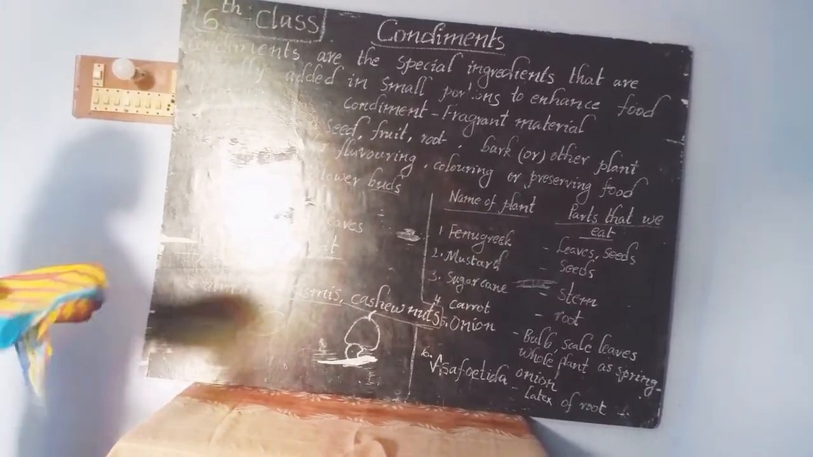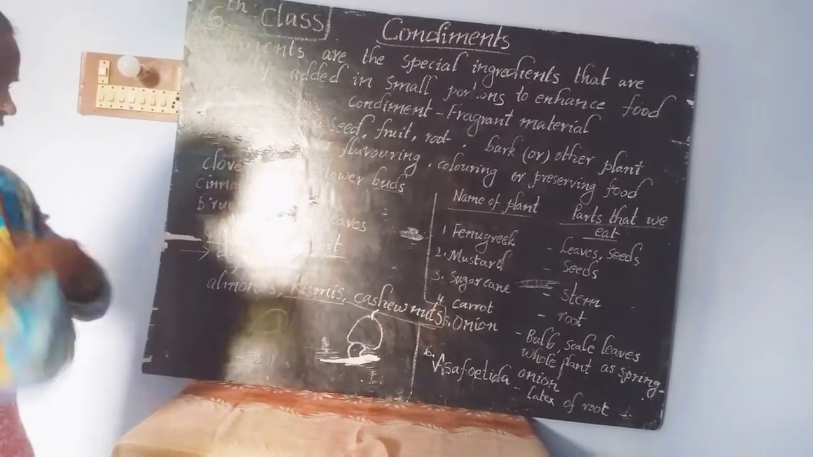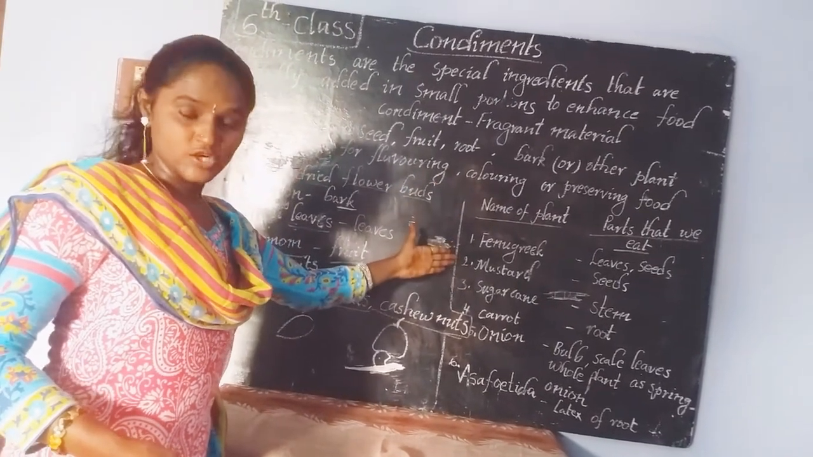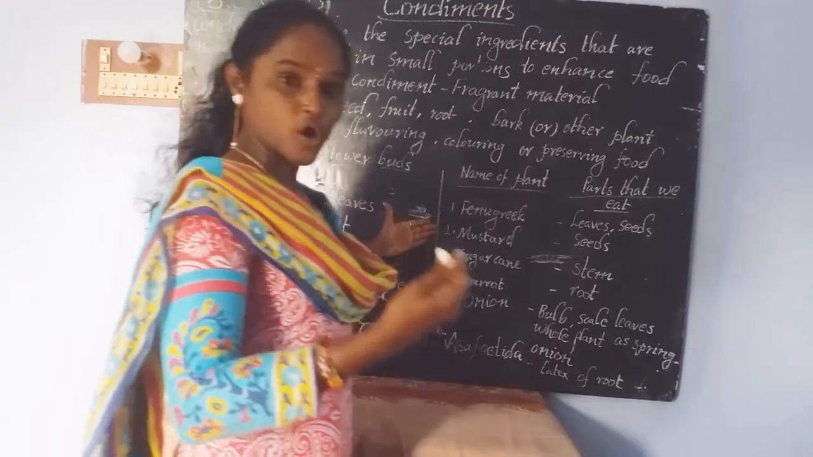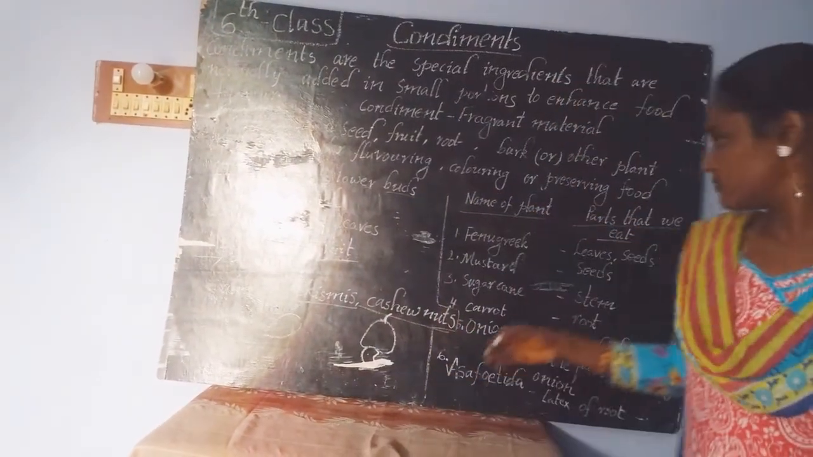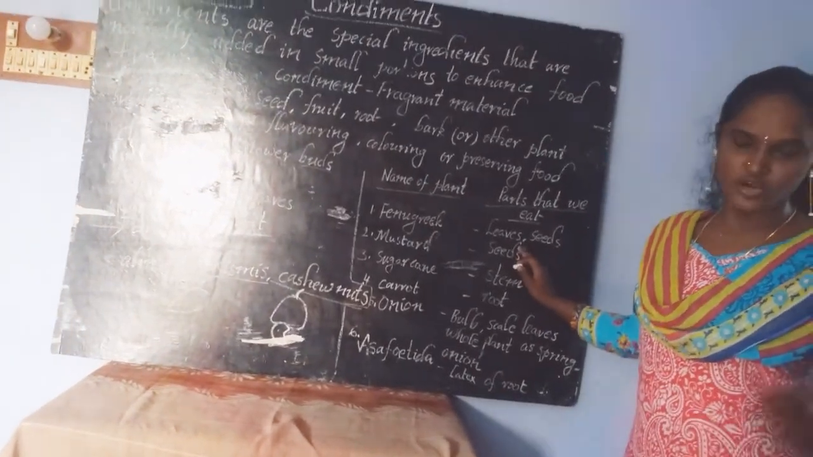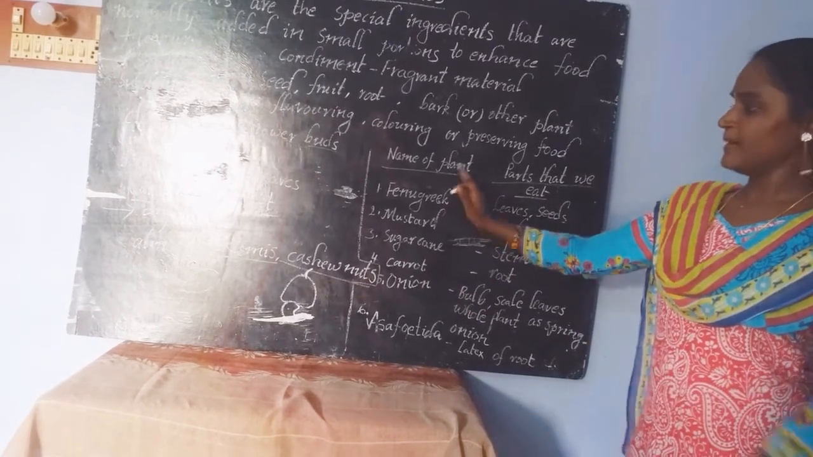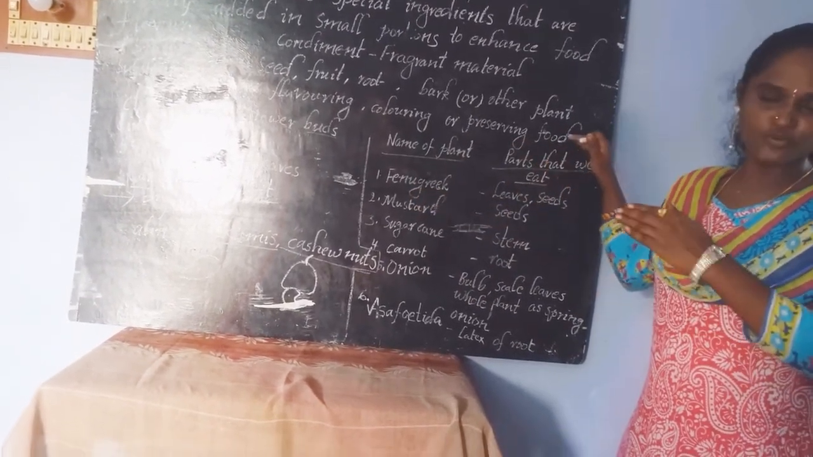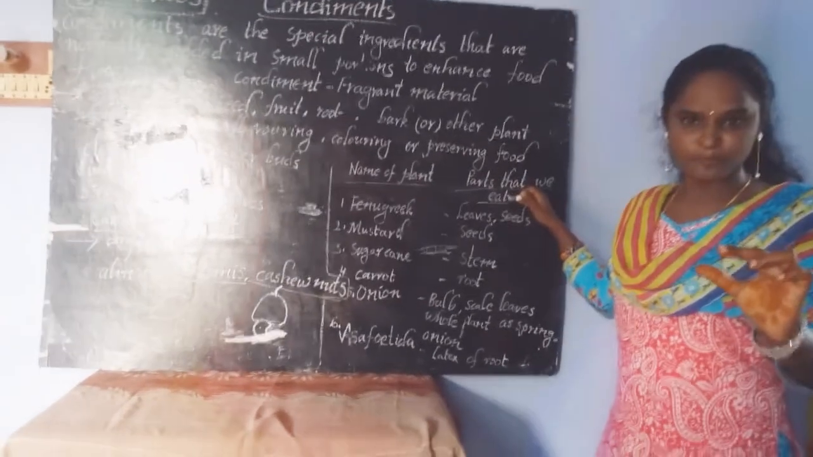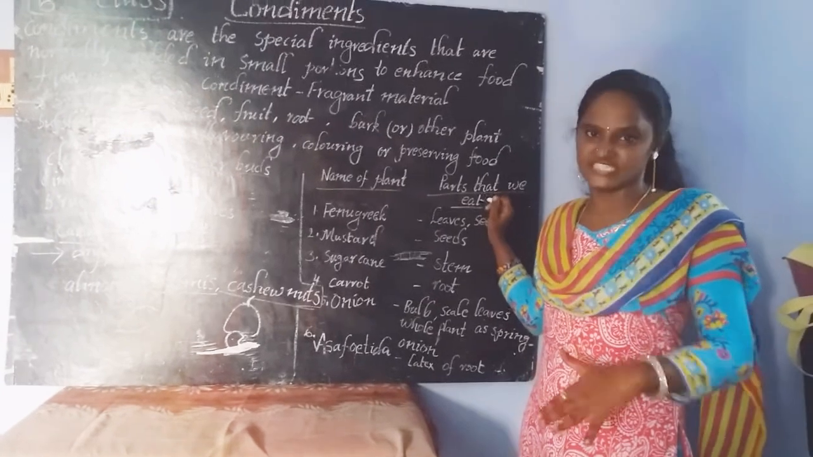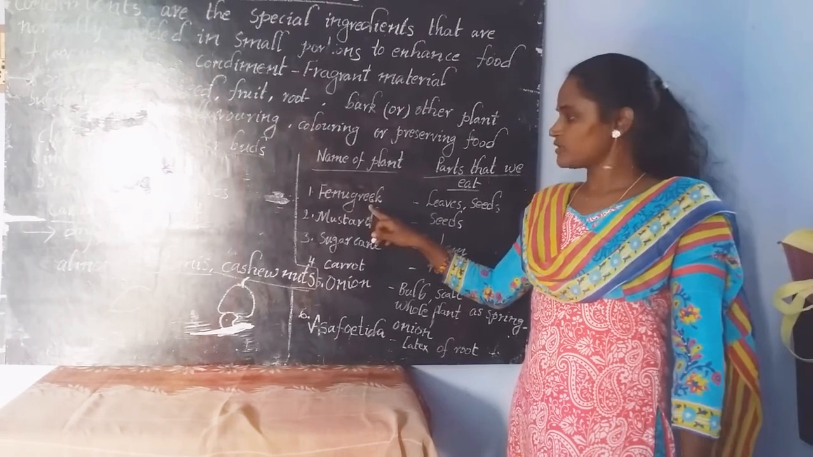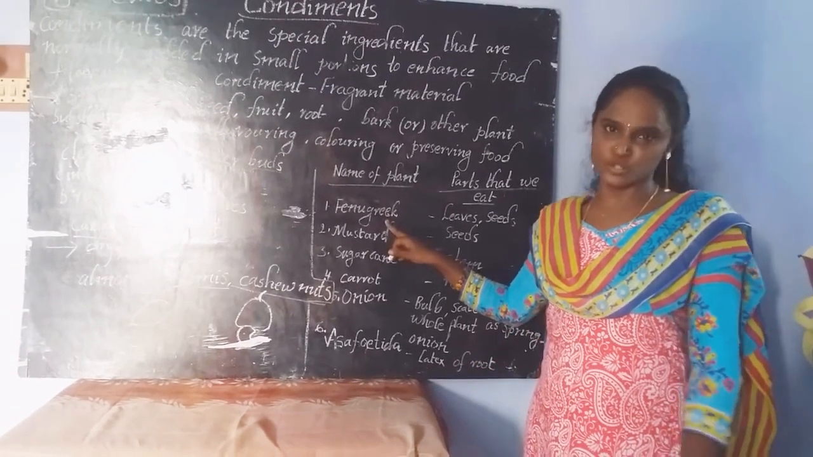Then move to the next activity in your sixth class. In your textbook they give the name of a plant. By seeing the name of the plant, we have to say which part of that plant we use as our food. Now we are going to discuss that. Here in your textbook, they give only the plant name. By listening to the plant name, you have to write which part of that particular plant we use for eating. See here, fenugreek. In Telugu we call this menthulu.